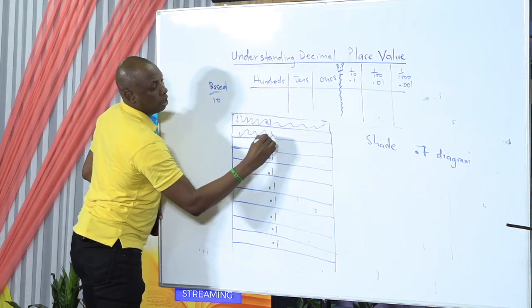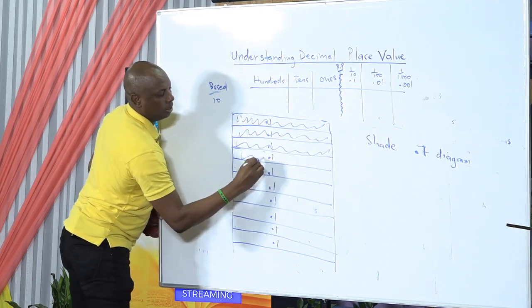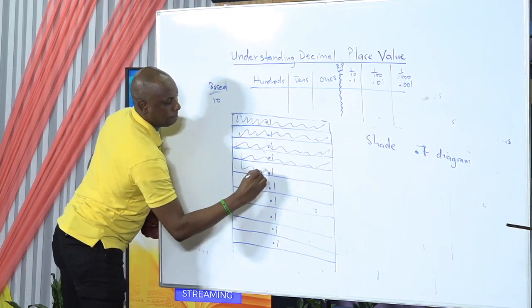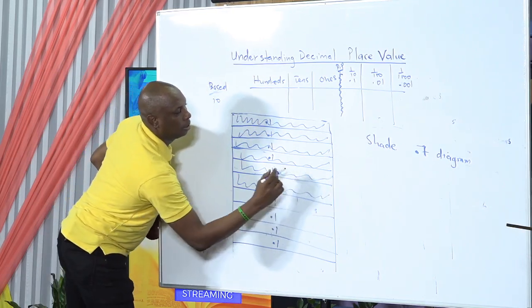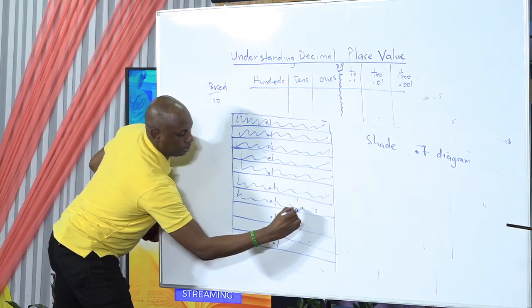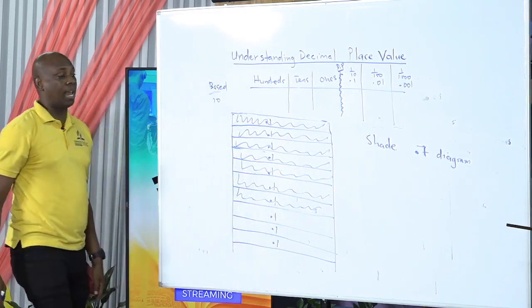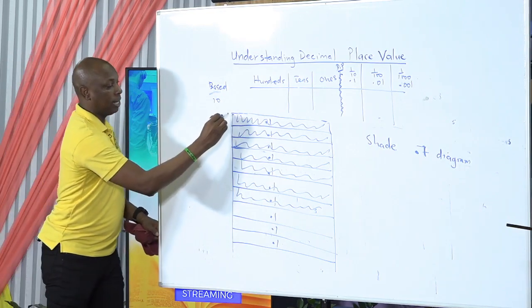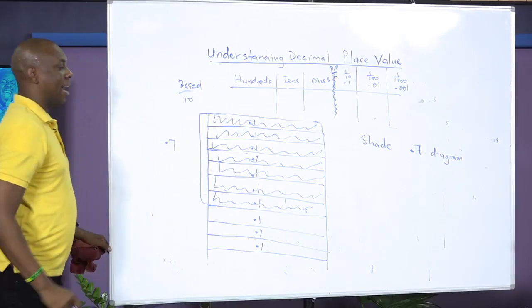That's 1, 2, 3, 4, 5, 6. 1, 2, 3, 4, 5, 6, 7. It's at 7 actually. And this would represent point 7 of my diagram.